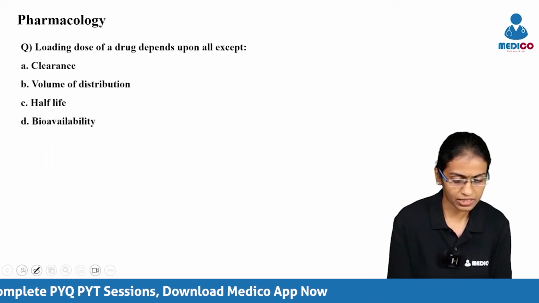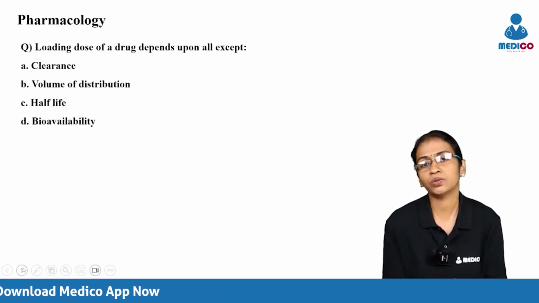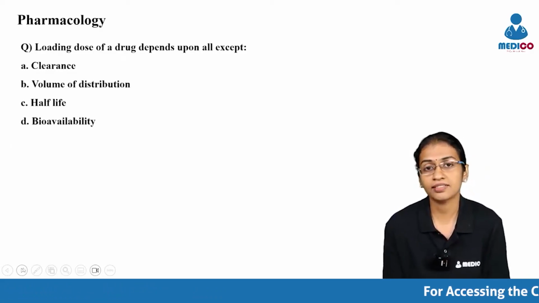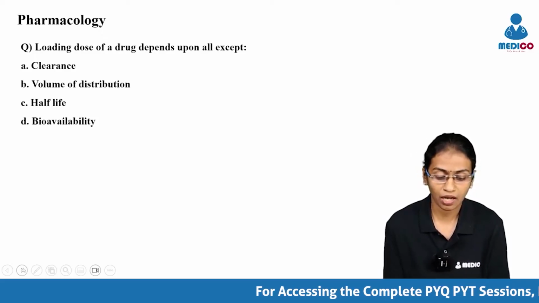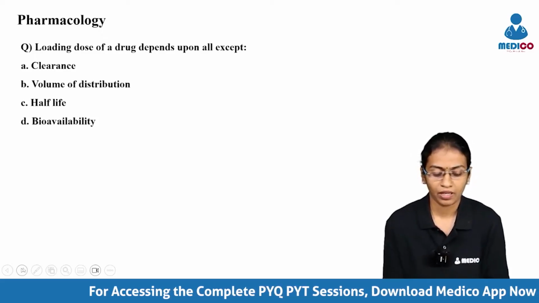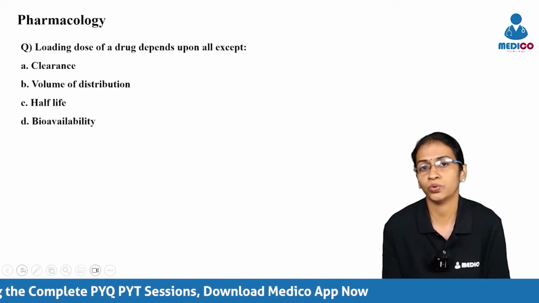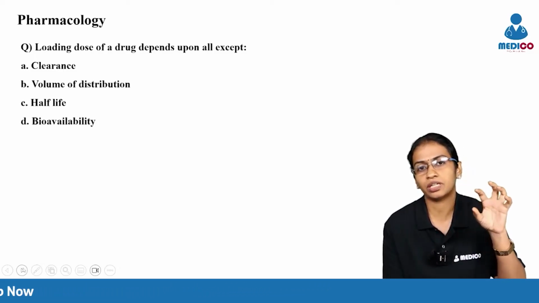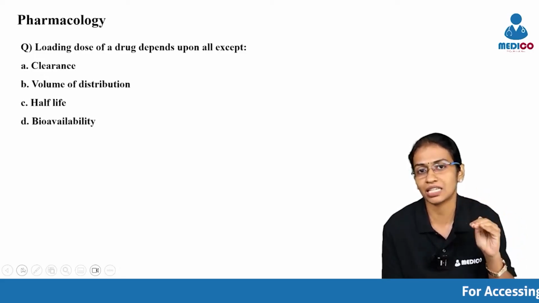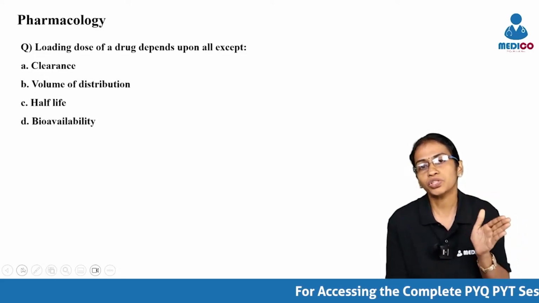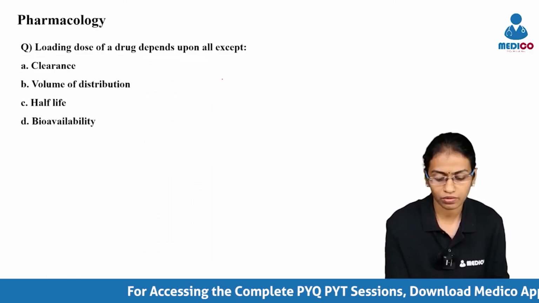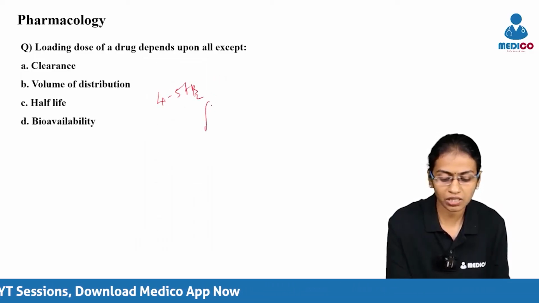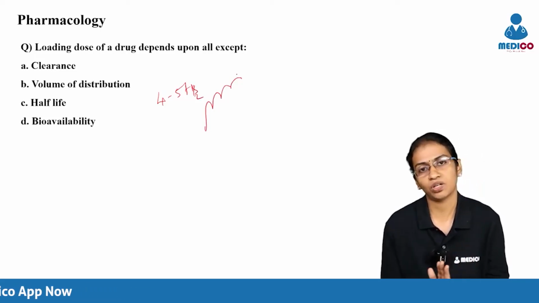Let's go to the next question. Loading dose of a drug depends upon all except: clearance, volume of distribution, half-life, bioavailability. So, what is meant by this loading dose? Usually we need to give an amount of drug to reach the steady state plasma concentration. It will take around 4 to 5 half-lives to reach the steady state plasma concentration.